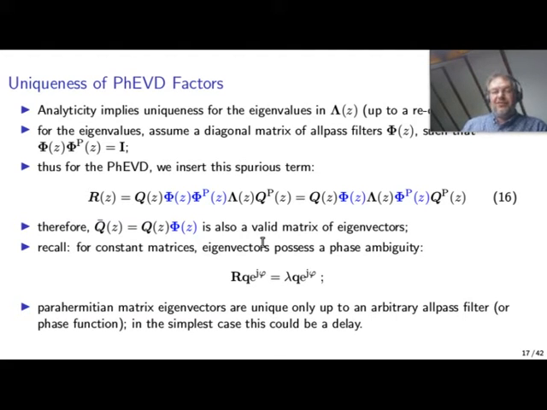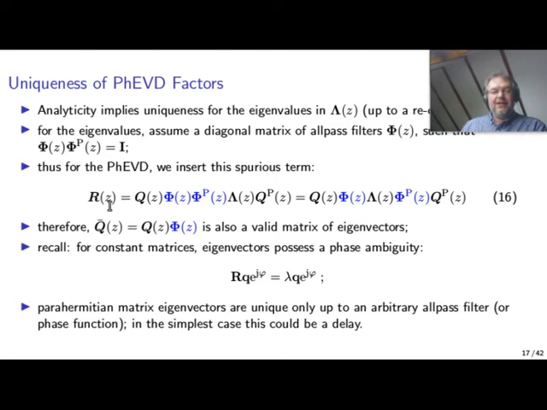As you may know, for example, for a constant matrix, you can find an eigenvector and the corresponding eigenvalue. And if you now multiply the eigenvector with a phase term, then this phase term still gives you a valid eigenvector afterwards. So there's a phase ambiguity.